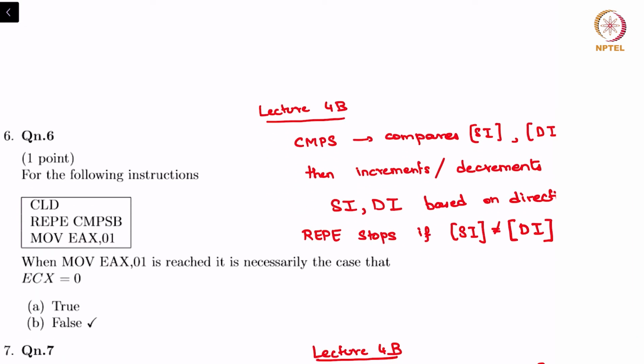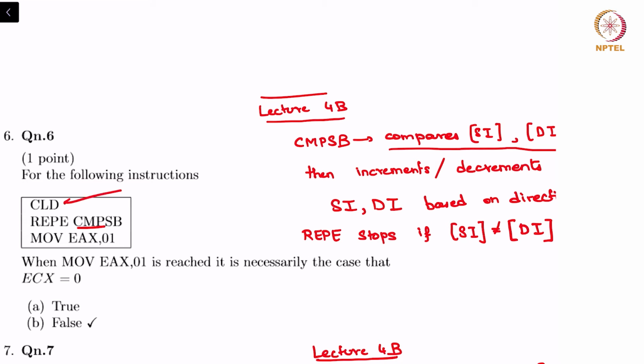So in question number 6, we are dealing with the CMPSB instruction. You can see that in lecture 4b, right? It compares the contents of SI and DI, with their respective prefix segment registers, and then increments or decrements the source and destination indexes based on the direction flag.